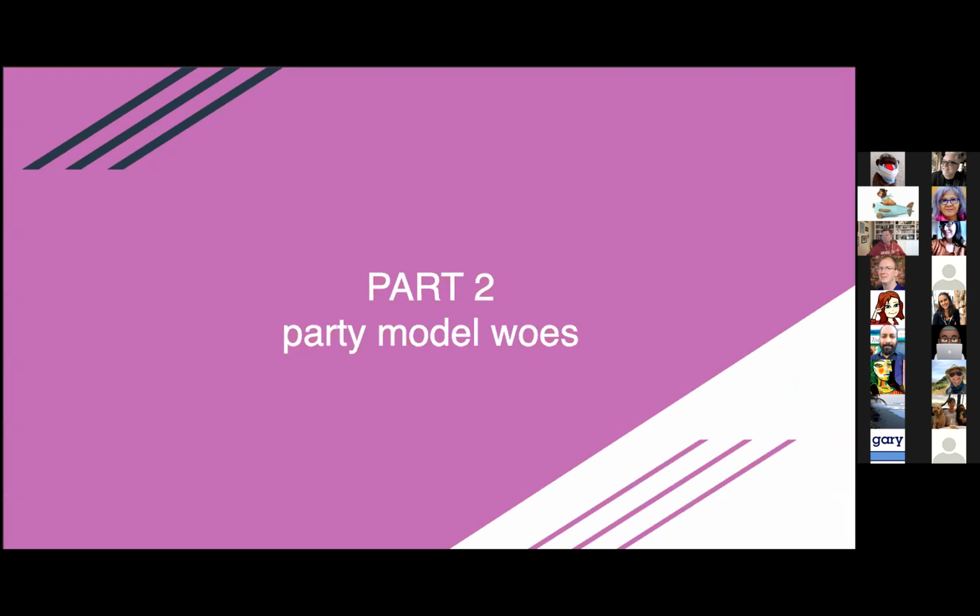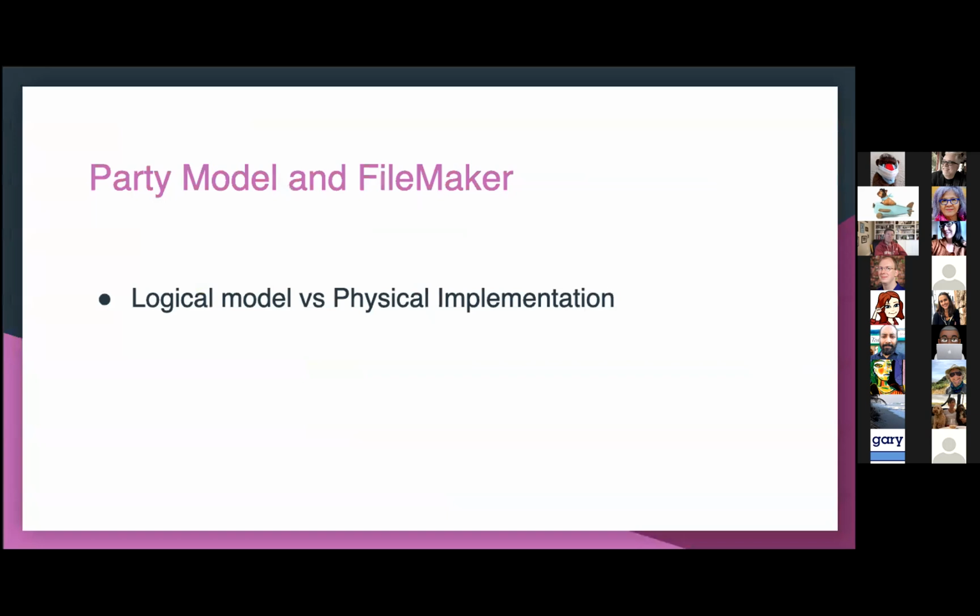So part 2 is what I call party model woes, because this is why we can't have nice things. The first issue that we came up against with the party model is really looking at this logical model versus a physical implementation. Since we're using FileMaker, that's the primary concern. How do we actually do this in FileMaker? Can we actually do this in FileMaker? Do we have the ability to make the joins in FileMaker that we want?